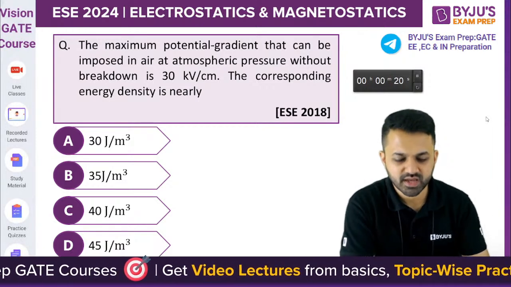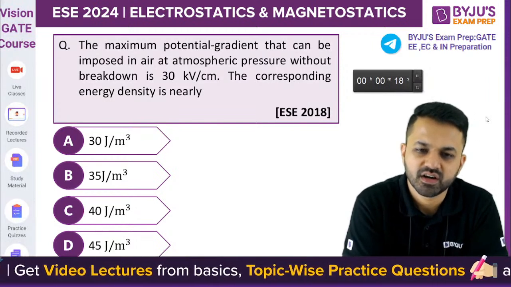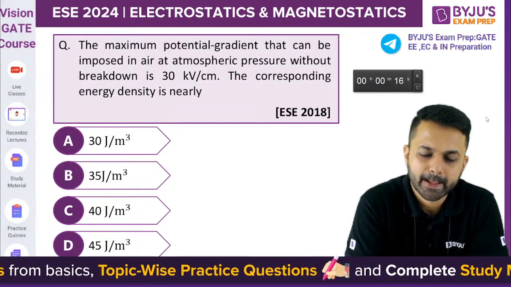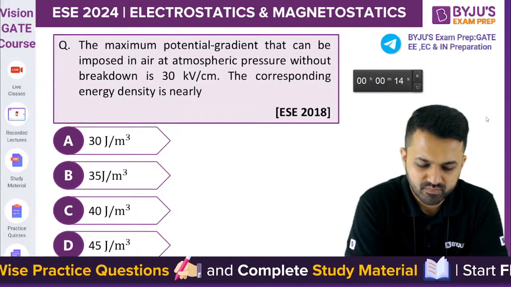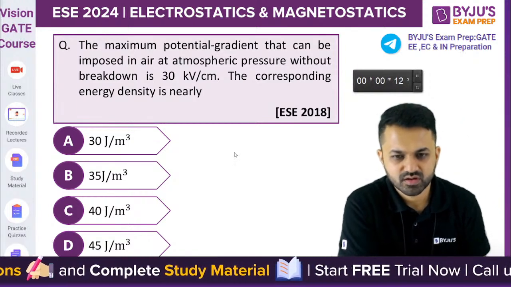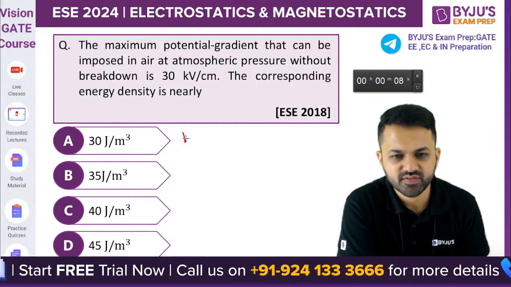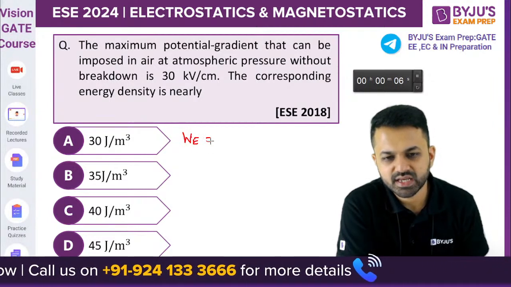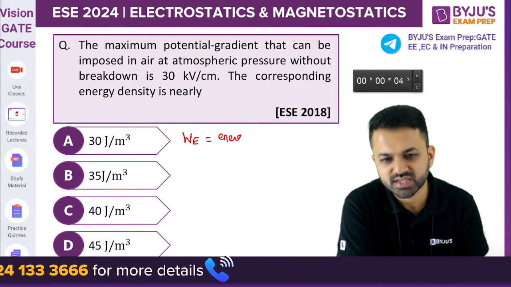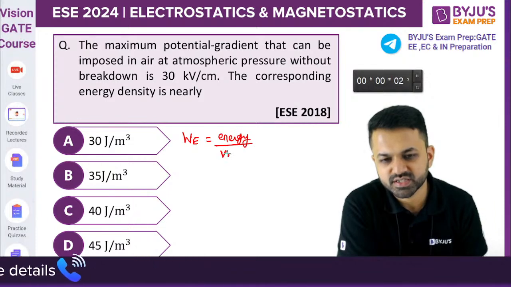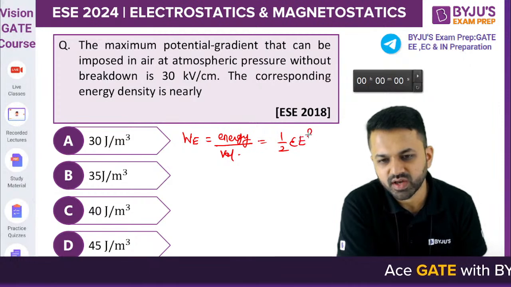Think quickly and tell me, how do you define the energy density? Okay, so we define energy density as energy per unit volume, as you can see in the units in the options also, and it is nothing but half epsilon E squared.